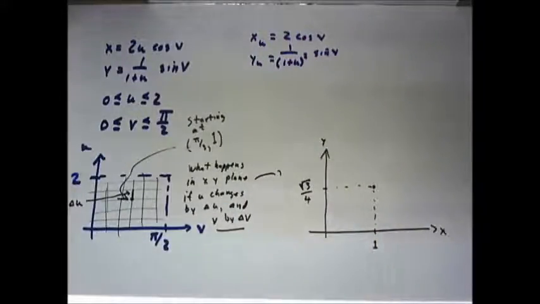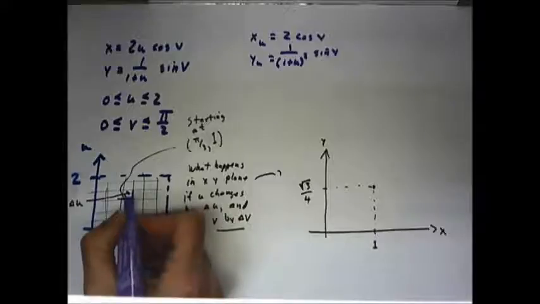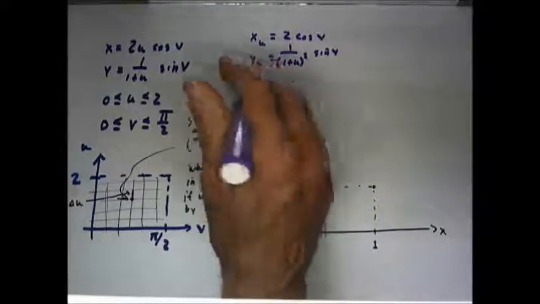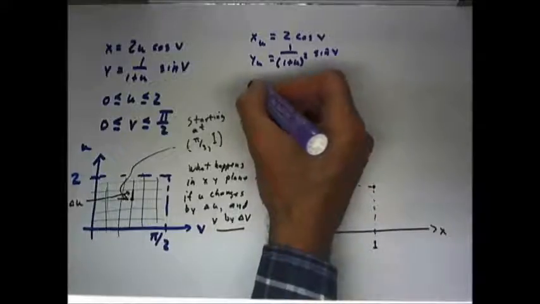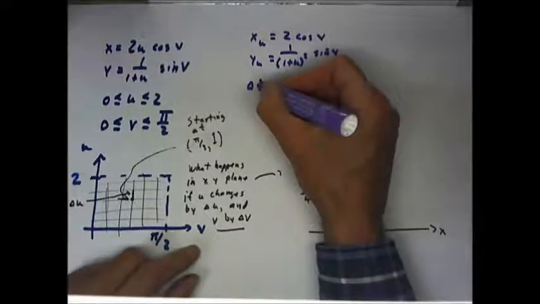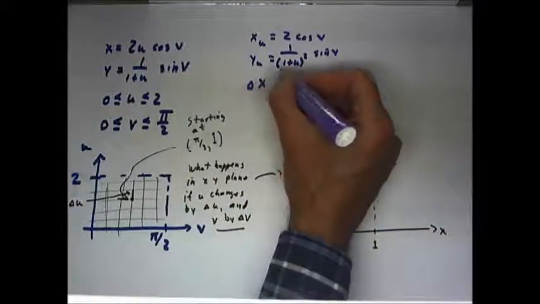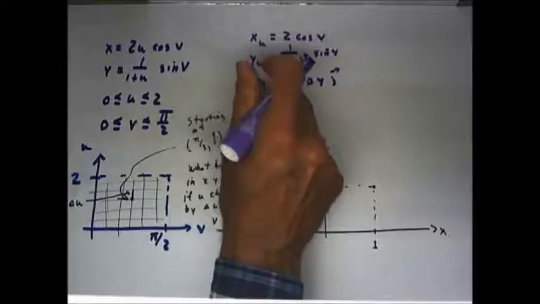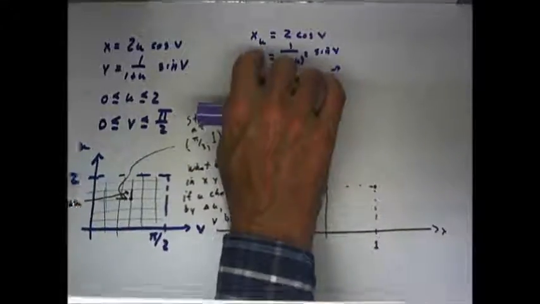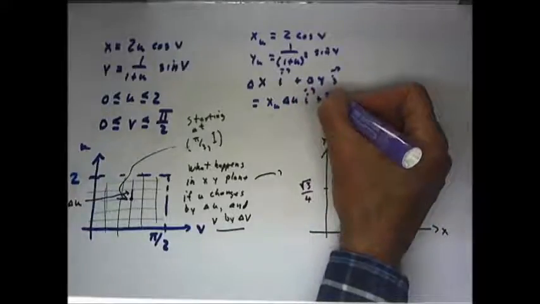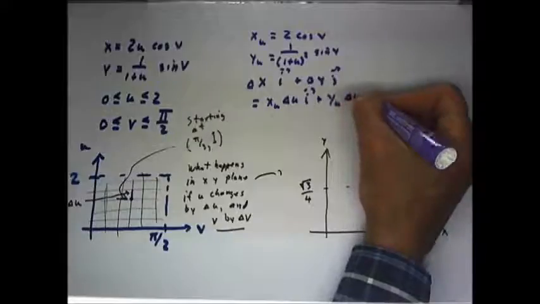So that y_u is 1 over 1 plus u squared times sine v, meaning that a change of delta u in the u direction, from this point or from any point, is going to be delta x in the i direction plus delta y j. The delta x is going to be x_u delta u, the rate of change of x with respect to u times delta u. So that's x_u delta u i plus a similar expression for y, y_u delta u j.